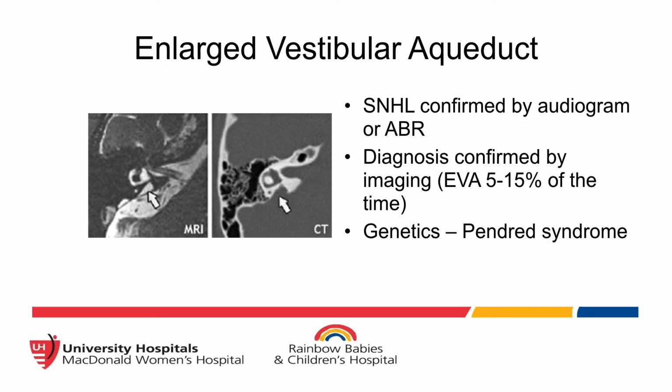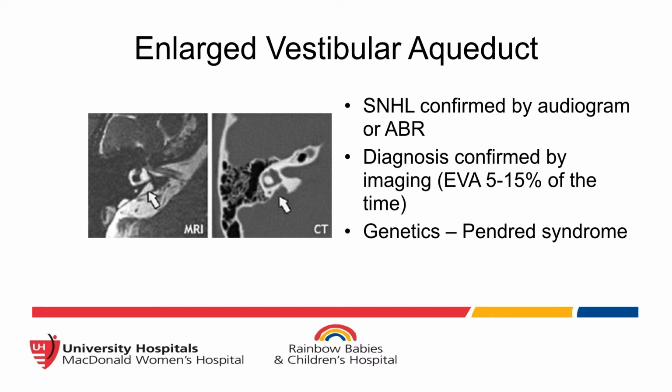So in general, the enlarged vestibular aqueduct is, as we said, a sensorineural hearing loss, most often confirmed by audiogram, but in certain cases by ABR, depending on the patient cooperation or the ability of the audiologist to capture the information necessary. So sometimes it ends up being sedated ABR in the operating room.